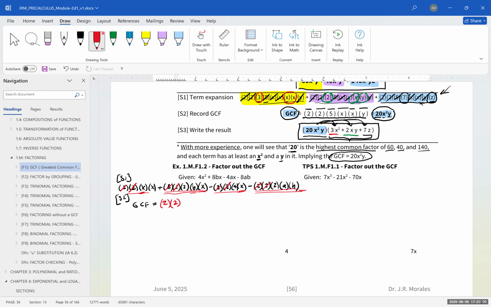And how about a? Yeah, a only exists in the third term and in the fourth term. It's not common to all terms. So in this case, our greatest common factor is simply just going to be 4.